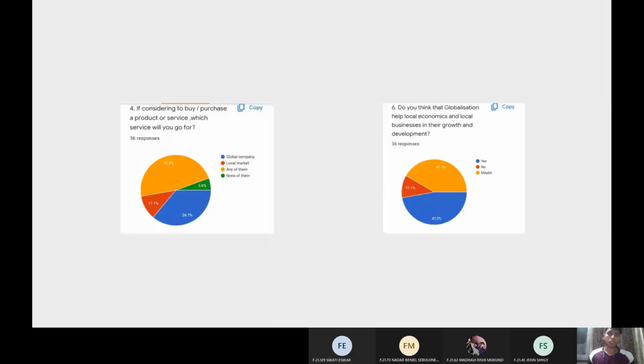The next question we asked was, do you think that globalization helped local economies and local businesses in their growth and development? 47.2% of the respondents replied yes, 41.7% said maybe, and 11.1% said no.